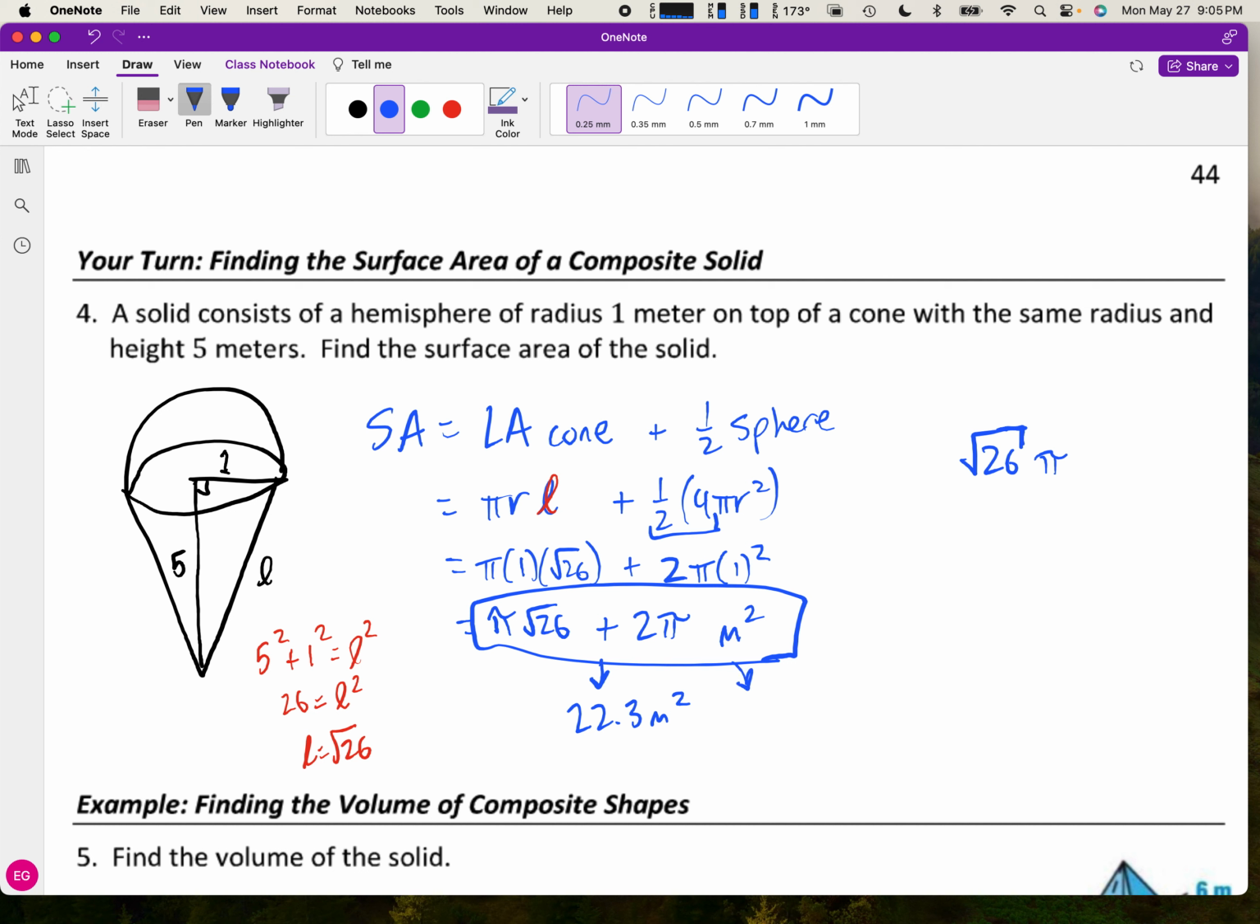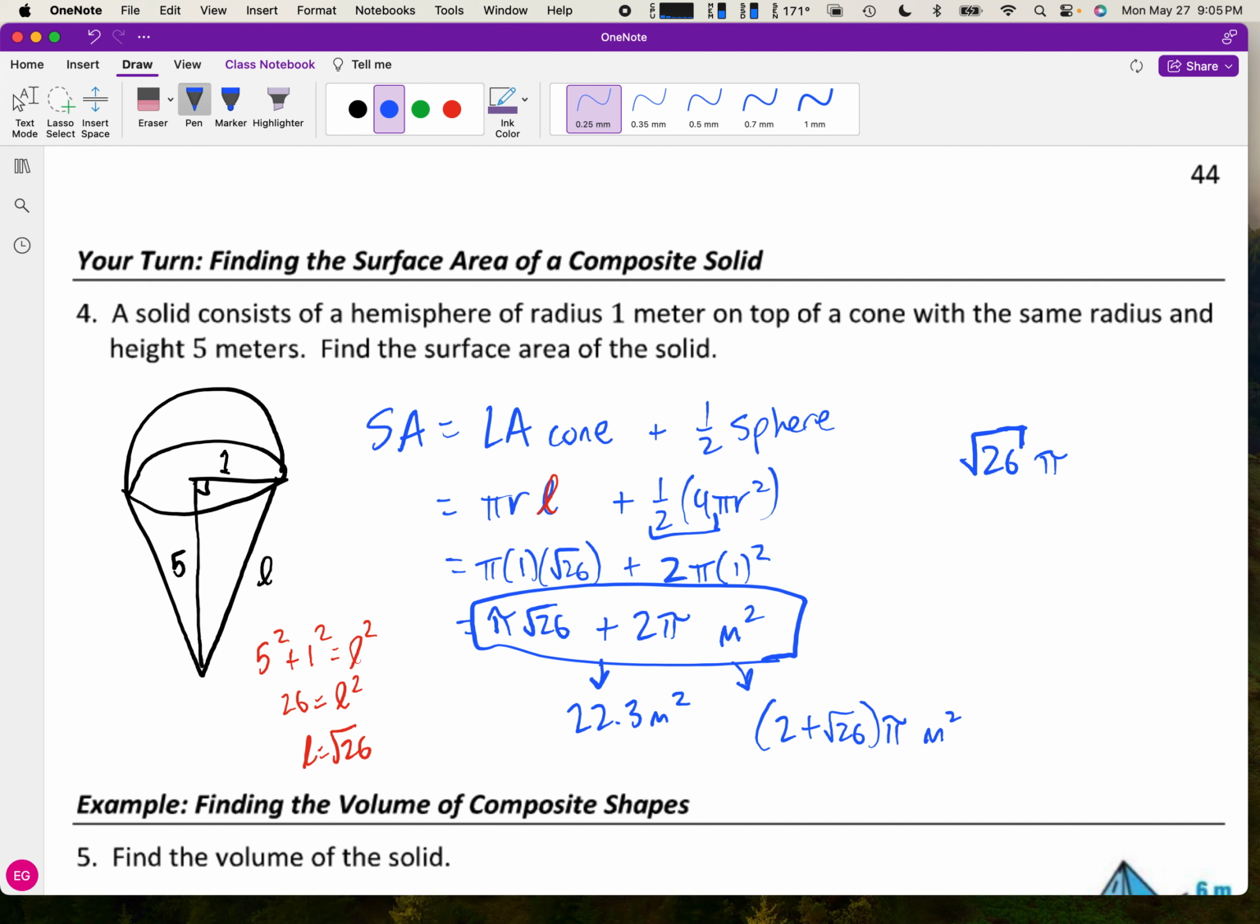I guess you could also, if you really wanted to be a little crazy here, write it as 2 plus the square root of 26 times pi like that. I don't really see any purpose for us in this class to do it that way. I would leave it as one of these two answers, either the decimal or the exact one with them separated. And hopefully you didn't find that too crazy, right?